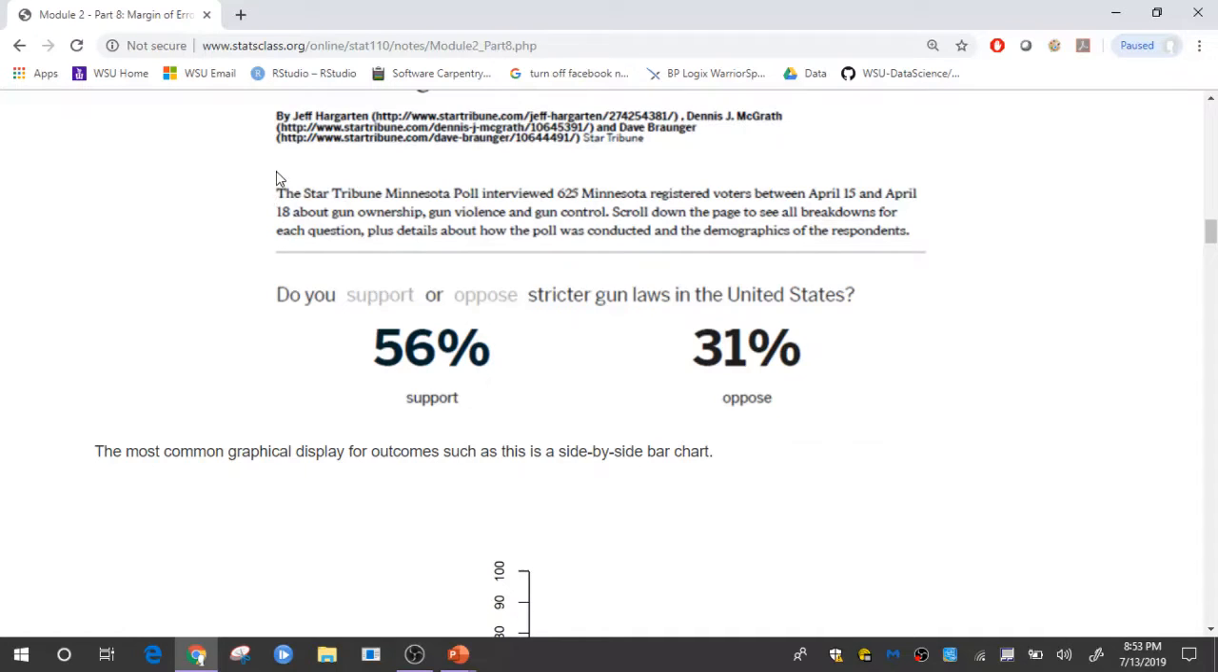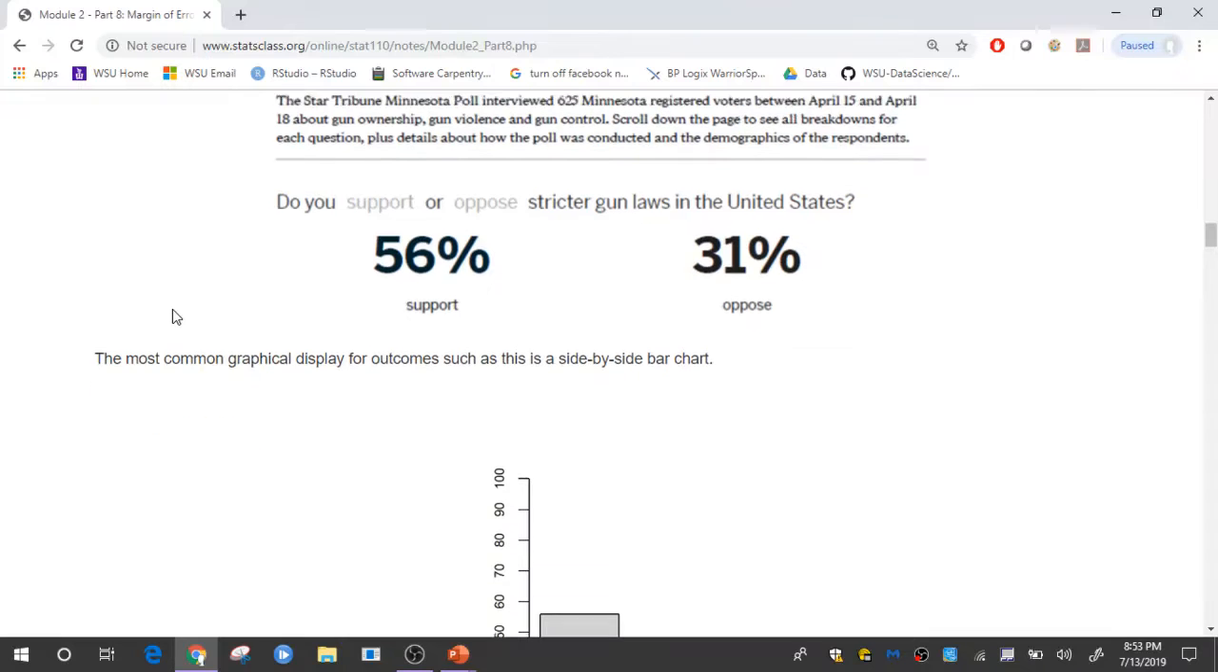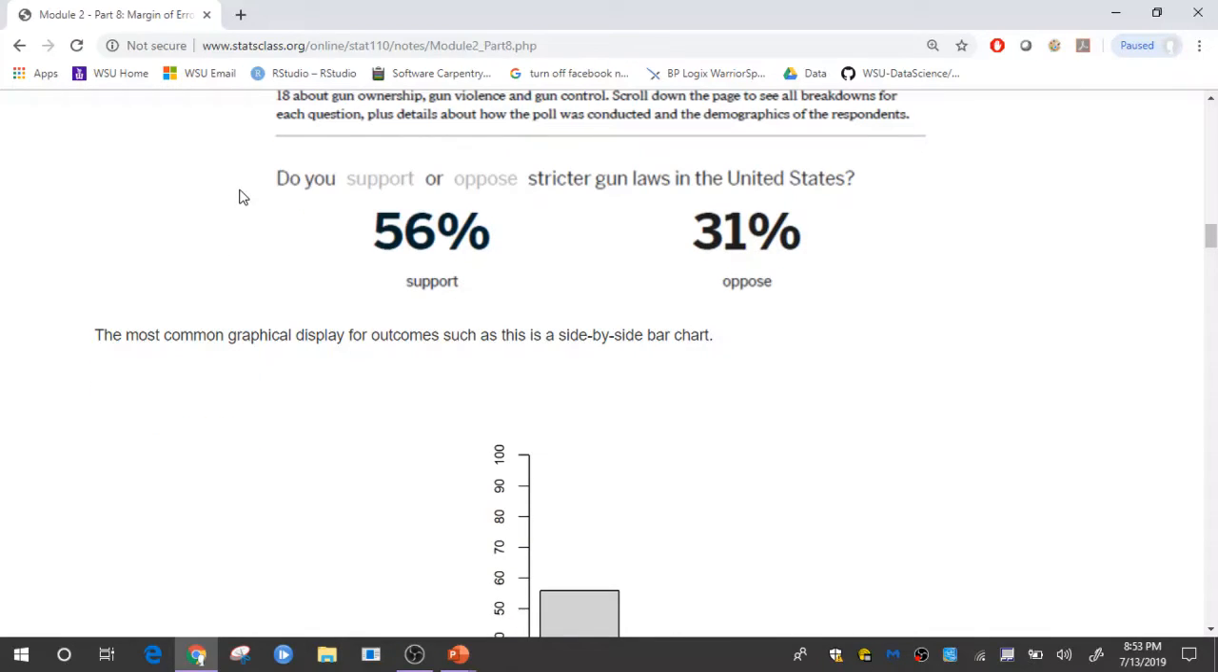They tell us right here a little bit about what the scope of inference is going to be in the study participants. So it says the Star Tribune poll interviewed 625 Minnesota registered voters between certain dates about gun ownership. The question that they asked, among other questions, was, do you support or oppose stricter gun laws in the United States? 56% supported that, 31% opposed that. These percentages don't add up to 100%, so there must have been a box for undecided, or they didn't present the outcomes for undecided.